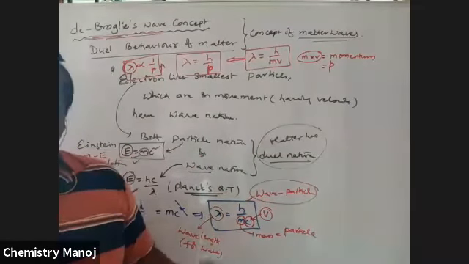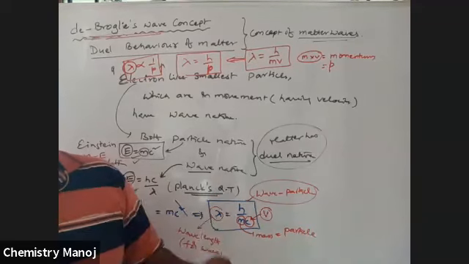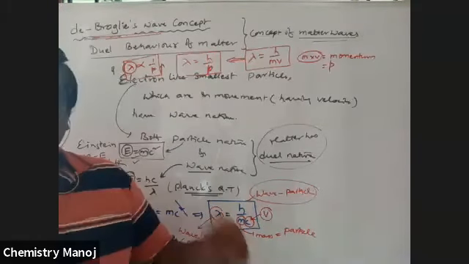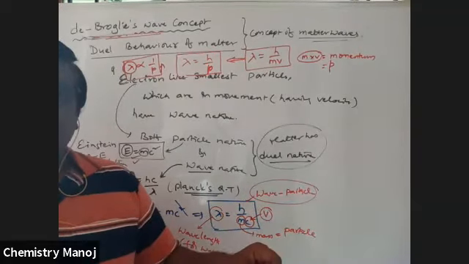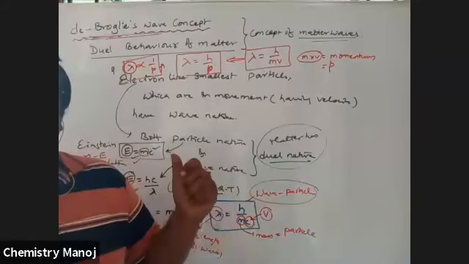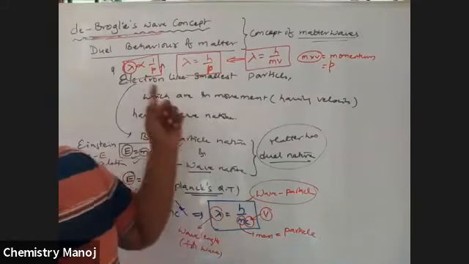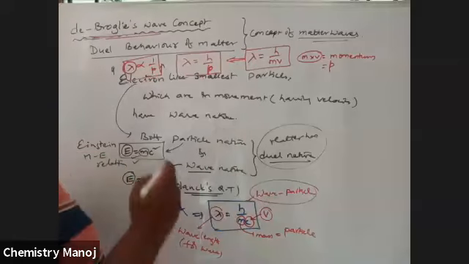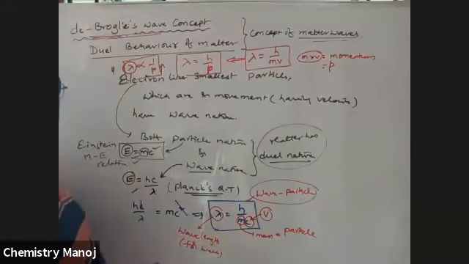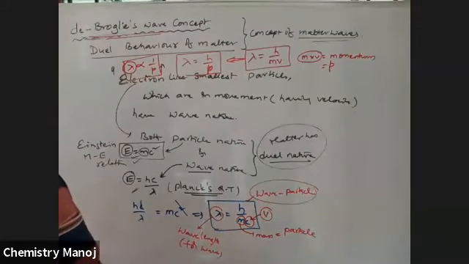So finally, electron-like smallest particles which are in motion have momentum and also wave properties. Therefore, that momentum and wave are related as lambda is equal to h by p. This equation is called de Broglie's wave equation.